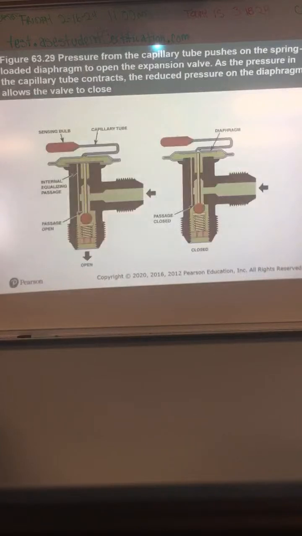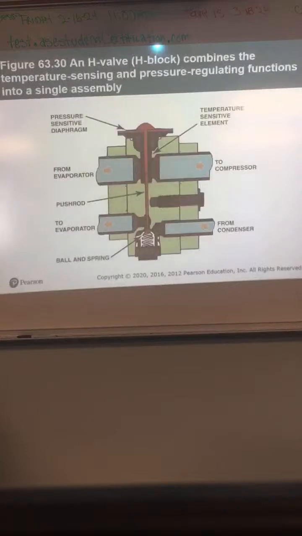Picture of the capillary tube sensing probe. Pressure from that pushes on the spring to open the diaphragm. As the pressure on the capillary tube contracts, pressure is reduced, and the valve is allowed to close.